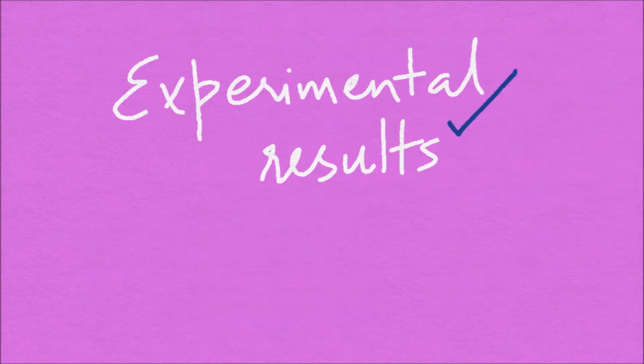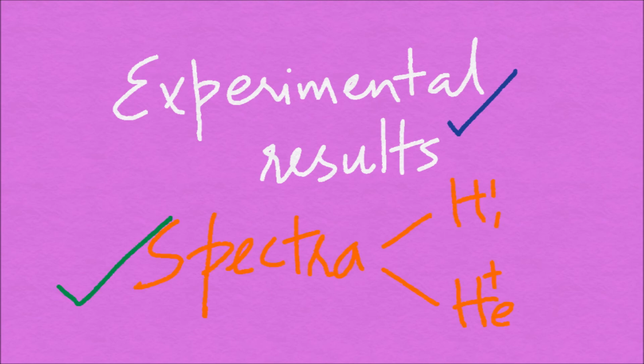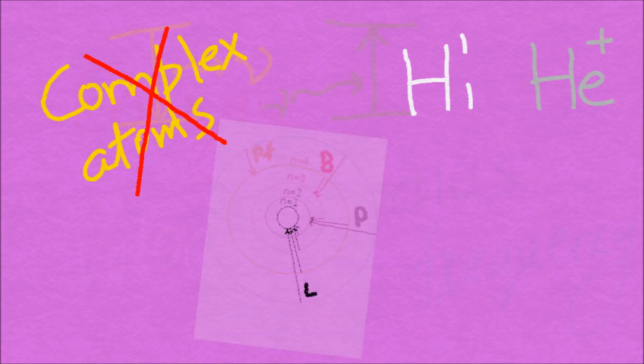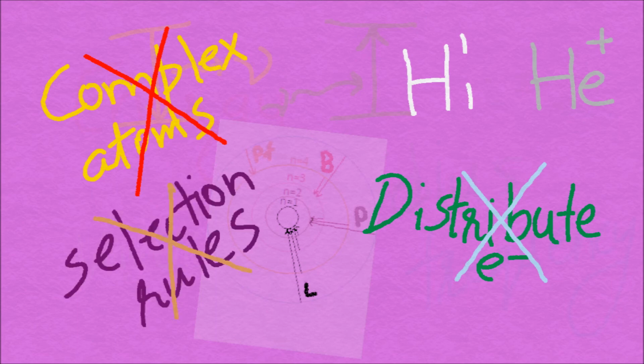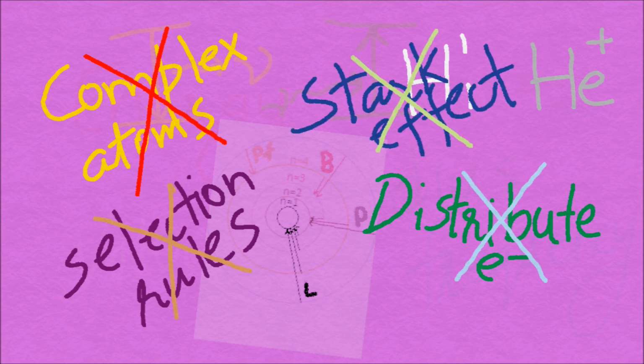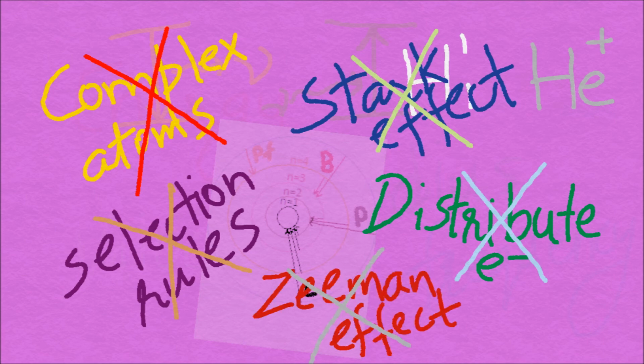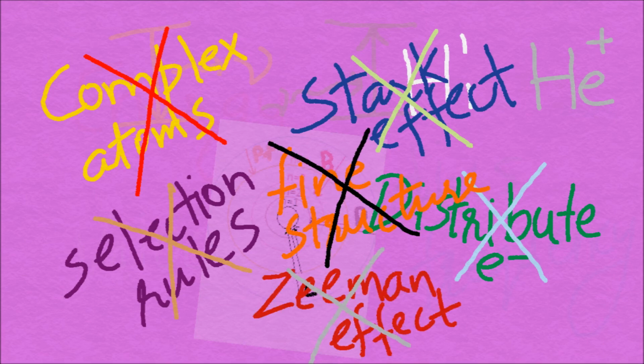Even though he successfully explained a number of experimentally observed facts and correctly predicted the spectral lines of the hydrogen atom and singly ionized helium atom, he failed to explain the spectra of complex atoms, the distribution of electrons in the atoms, the selection rules which apply to the transitions of electrons, splitting of spectral lines in presence of an electric field, that is the Stark effect, splitting of spectral lines in presence of a magnetic field, that is the Zeeman effect, and the fine structure of spectral lines.